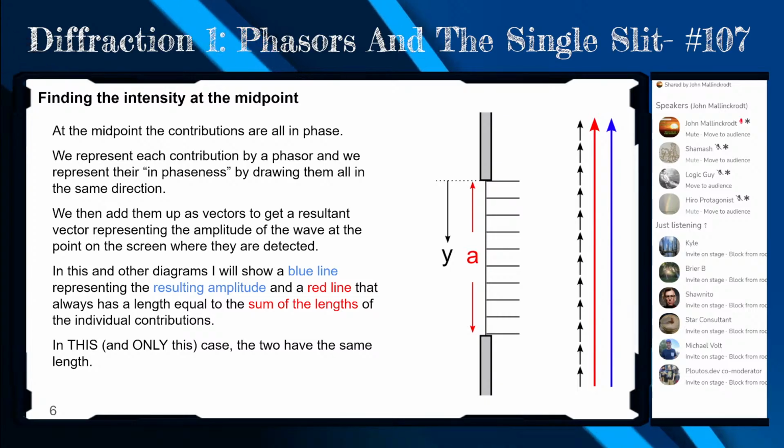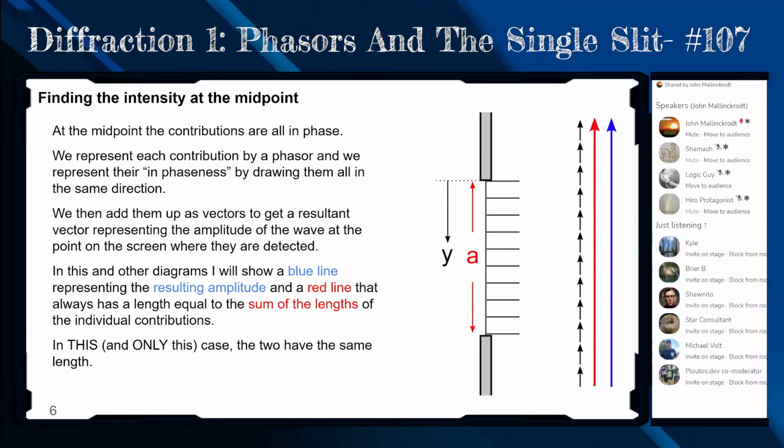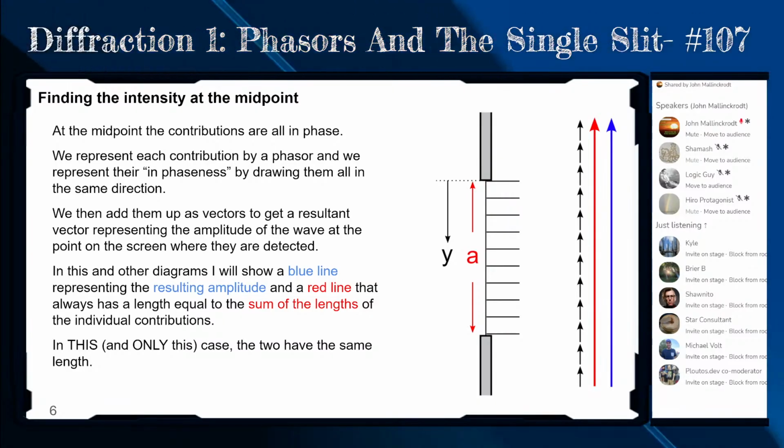And we represent that. This is our first introduction to phasors. The little black arrows over on the right are phasors. Each one of those represents the contribution from one of the sources. And in this case, because all of the contributions are in phase, I can find the resulting amplitude at the midpoint by simply taking all of the amplitudes from the contributions and just adding them like vectors, just saying, how much total do I have? And when I add up all those vectors, the total length of all those vectors is shown by the red arrow.